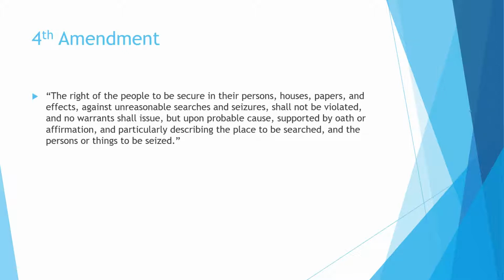You're going to hear the words reasonable and unreasonable a lot as we discuss criminal procedure. But this first part of the amendment establishes a basic right, a protection against unreasonable searches and seizures. The second part discusses the process by which the government can obtain a search warrant, an arrest warrant, or a seizure warrant. And so it says here that no warrant shall issue but upon probable cause, supported by oath or affirmation, and particularly describing the place to be searched and the persons or things to be seized.